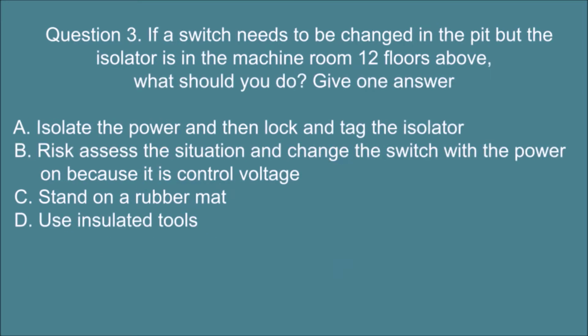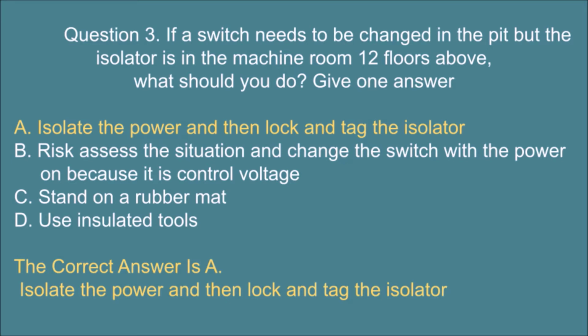Question 3. If a switch needs to be changed in the pit but the isolator is in the machine room 12 floors above, what should you do? Give one answer. A. Isolate the power and then lock and tag the isolator. B. Risk assess the situation and change the switch with the power on because it is control voltage. C. Stand on a rubber mat. D. Use insulated tools. The correct answer is A. Isolate the power and then lock and tag the isolator.